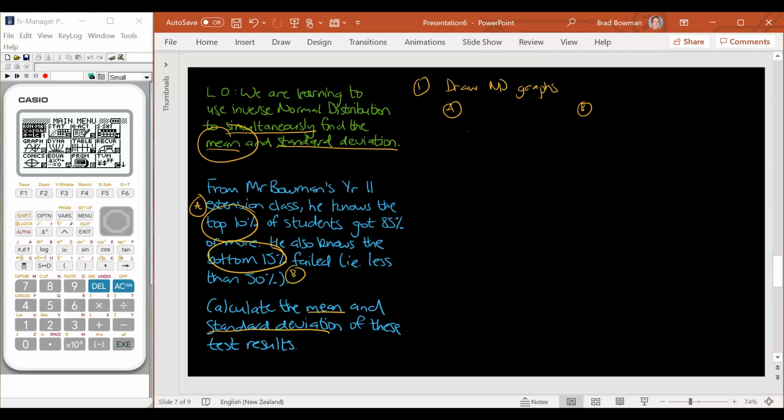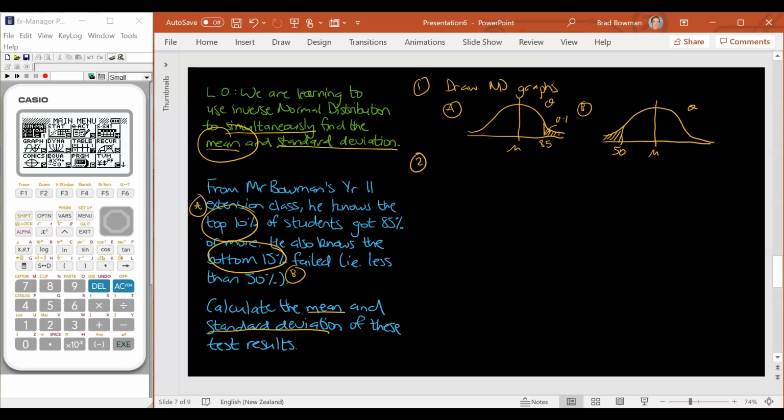So here's our graph. We don't know the mean and we don't know the standard deviation, but we know the top 10%, so that there is 0.1, got 85% or more, so that there would be 85. And our second graph relates to the second scenario of the bottom people. There we go. So again, we don't know the mean, we don't know the standard deviation, but we know the bottom 15% got 50% or less. So we can see the two graphs set up.